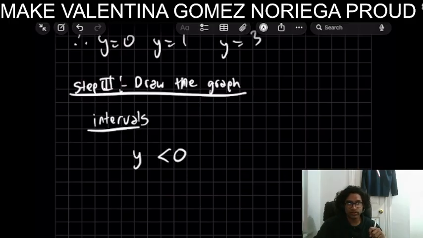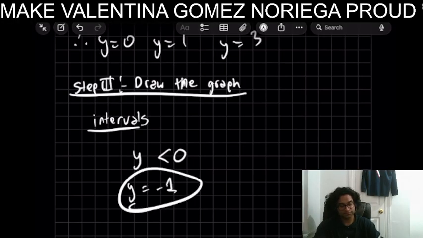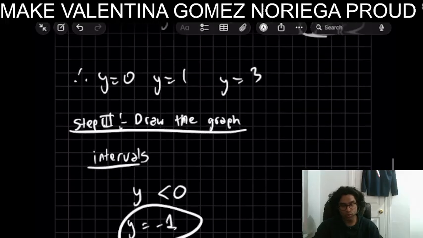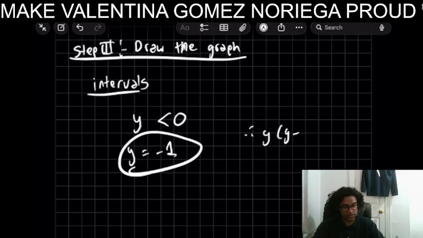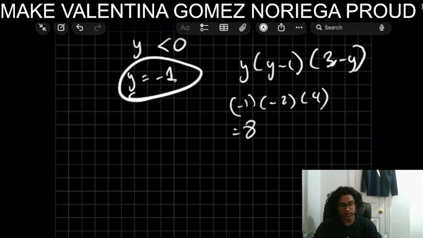We are also going to encounter something called a piecewise function. For y less than 0, we're going to have y, let's say, minus 1. If I take y equal to minus 1 and go back to the equation, y minus 1 times 3 minus y, I'm going to have minus 1, minus 2, times 4, so 2, 4, 8.